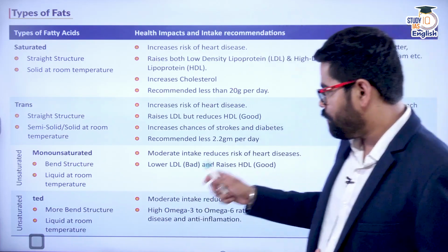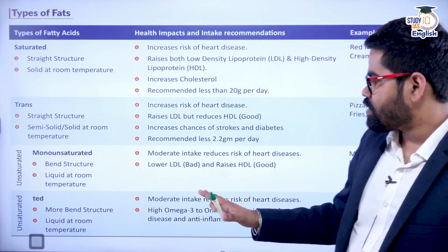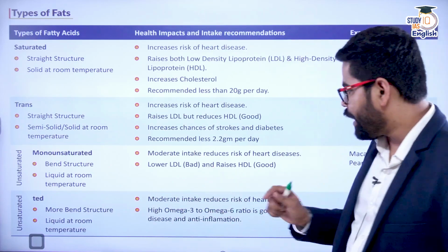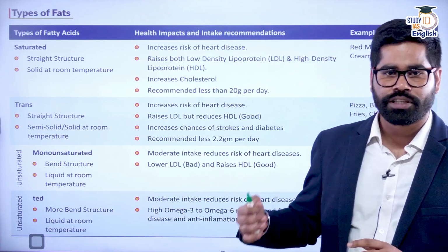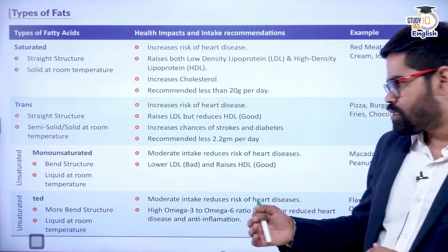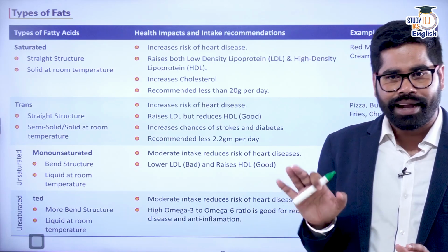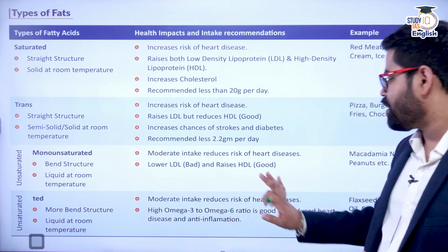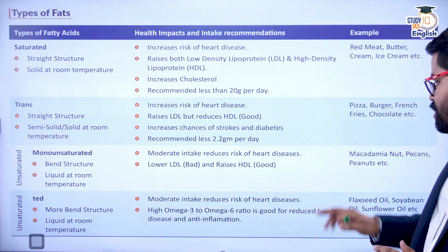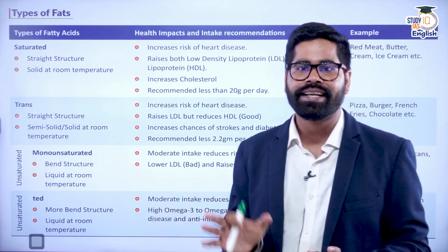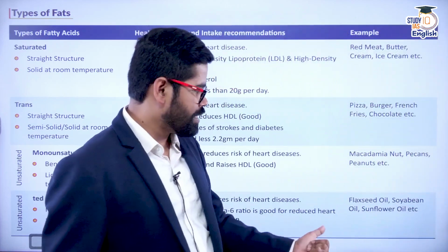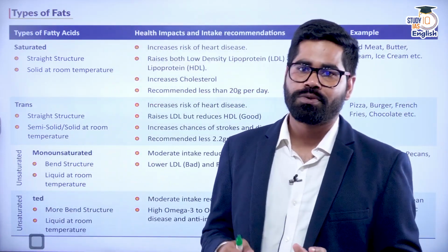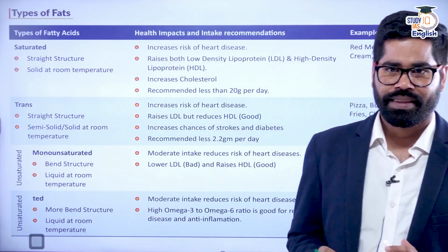Similarly, we also have polyunsaturated fats, which again are responsible for moderating the risk of heart disease. The omega 3 to omega 6 ratio is quite good here, and it is responsible for reduced heart disease and anti-inflammation in the body. What are the sources here? We have flaxseed oil, soybean oil, and sunflower oil. These are again the sources of unsaturated fat.